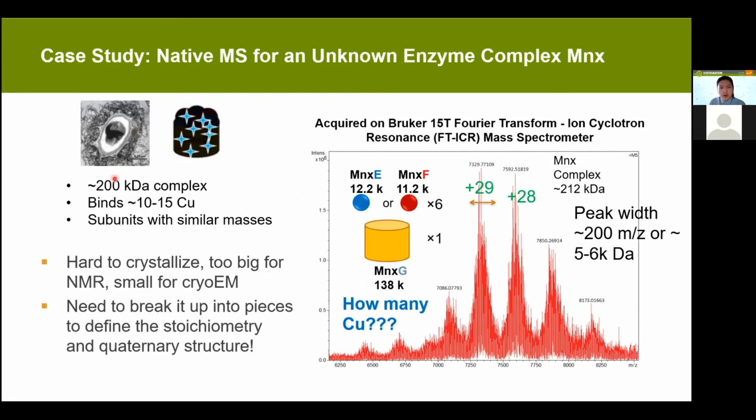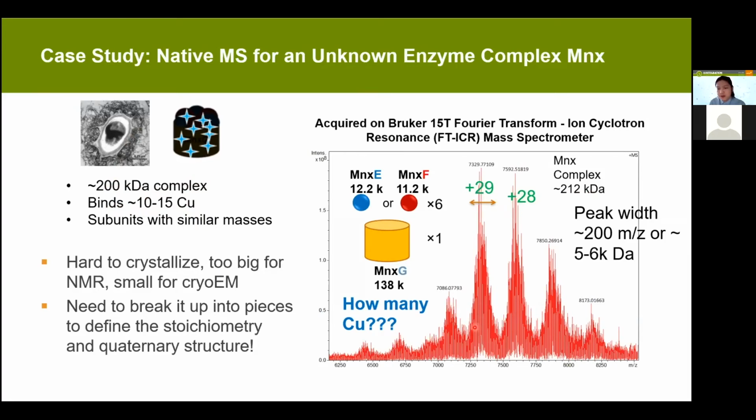So this complex is about 200 kilodalton, and the ICP results have shown it binds 10 to 15 coppers per complex. The challenge is that when we first started with the native mass spectrometry analysis, we got the mass determination of this complex, which is about 200 kilodalton as expected.